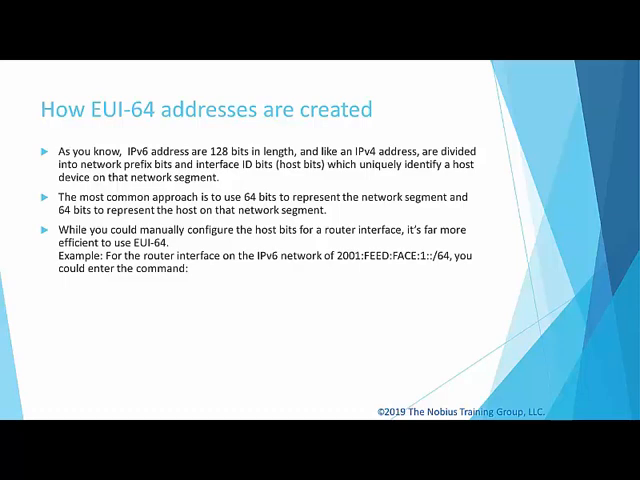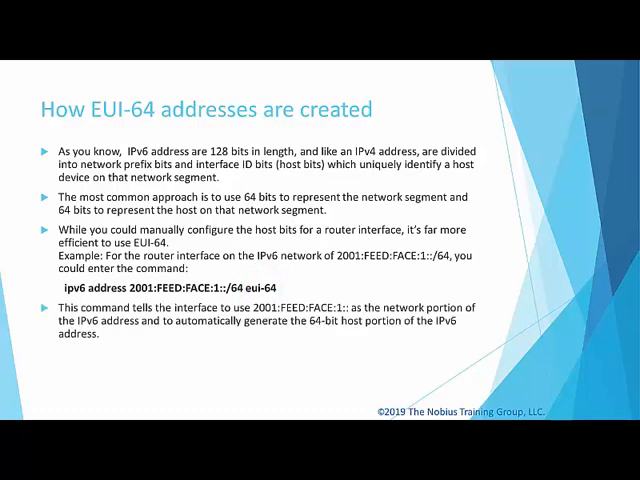As an example, for the router interface, for the IPv6 network 2001:FEED:FACE:1::/64, you would just enter the command ipv6 address 2001:FEED:FACE:1::/64 eui-64, deriving the network portion of the address, and then EUI-64. This command tells the interface to use that network prefix and then to automatically generate the 64-bit host portion of the IPv6 address.